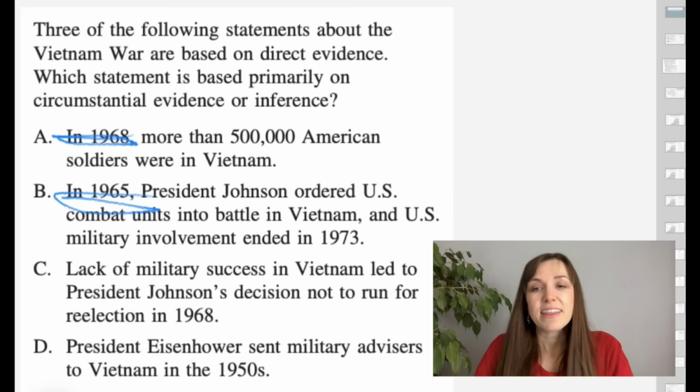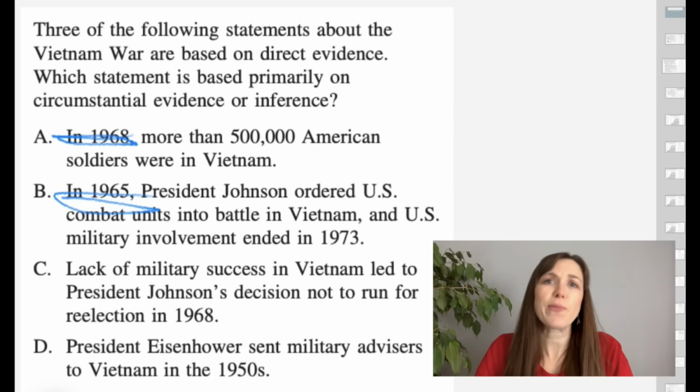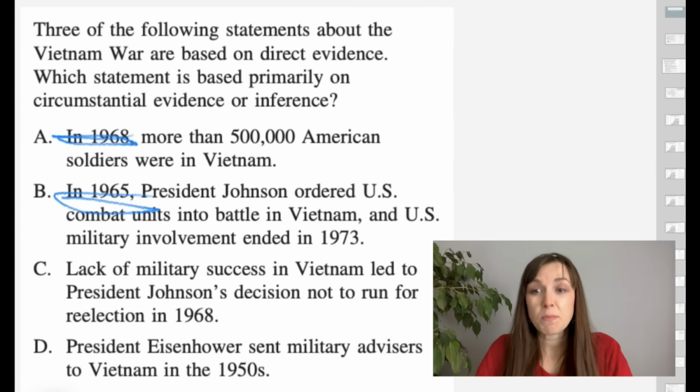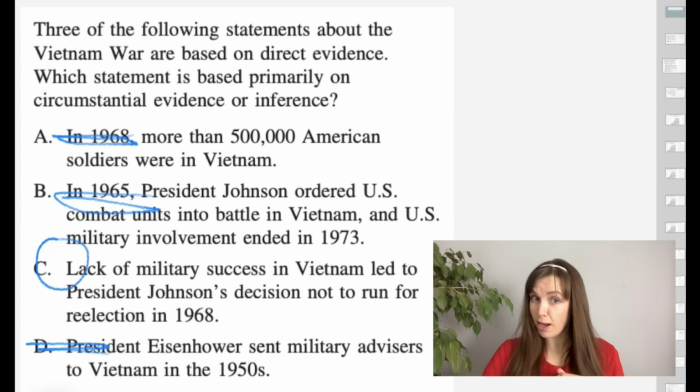C, lack of military success in Vietnam led to President Johnson's decision not to run for re-election in 1968. We don't really know that for sure. That would definitely be a guess, right? So let's just hold that one a second. And D, President Eisenhower sent military advisors to Vietnam in the 1950s. Well, that's pretty factual. So that leaves us with C for the answer. Is that what you got too?